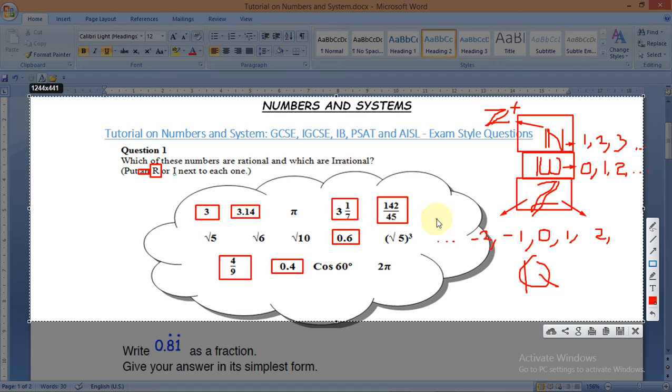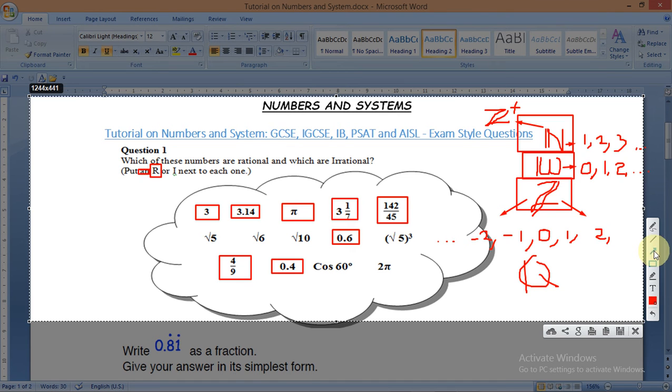I think I like it like that. Numbers that cannot be expressed as a fraction, or better still, if you want to define it based on decimals, then that would be a non-recurring non-terminating decimal fraction. So pi is non-recurring non-terminating.